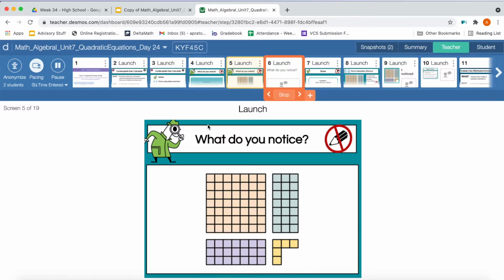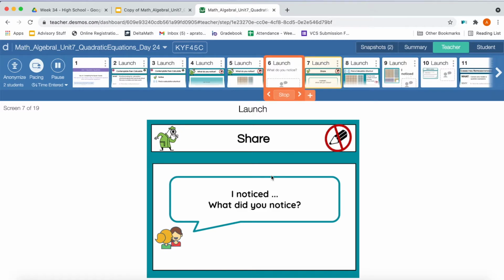It's a 10 by 10 square, if anyone noticed that, and there's 4 missing here. So they almost make a big square. Interesting. Okay. So we're going to share out. So that's when we would share out. You can use this slide here. I noticed, what did you notice?